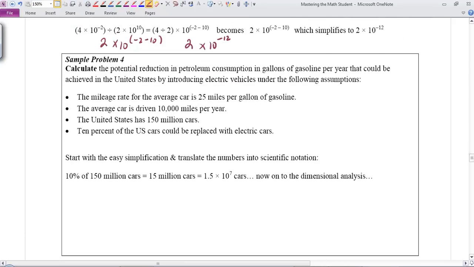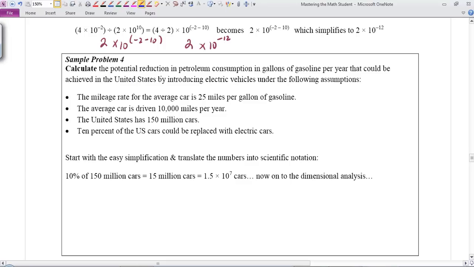All right, so sample problem 4. Calculate the potential reduction in petroleum consumption in gallons. All right, we had this discussion on the last recording, but just in case you missed it, you need to write all over your free response problems. The more you write on them, the less rereading you have to do.